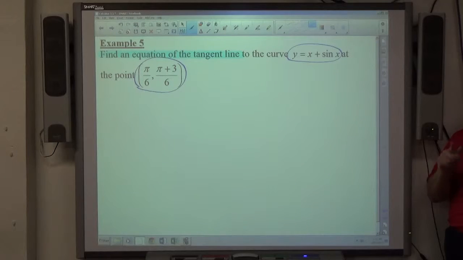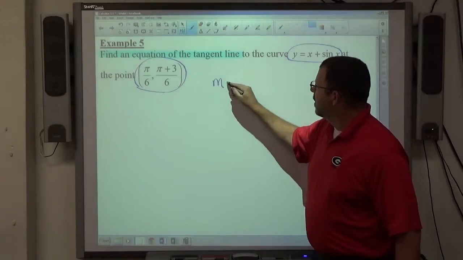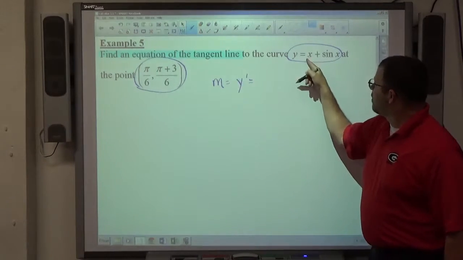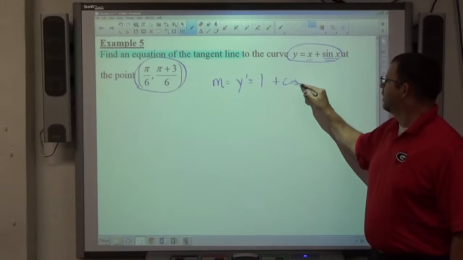How do we find the slope formula for the tangent line for this specific curve? Anybody remember? Find y prime. Find the derivative. Slope of a curve is always simply the first derivative of that curve. The derivative of x is 1. The derivative of sine of x is cosine of x.